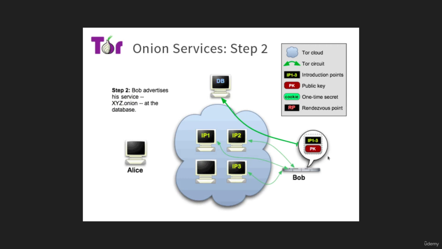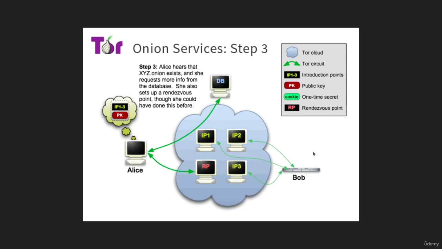Remember, in the previous step, Bob uploaded this descriptor, signed by his private key, to the DHT. By the way, it contains the introduction points and the public key. Then Alice retrieves it. Okay, now Alice knows the set of introduction points and the right public key to use. Around this time, Alice will create a circuit to another randomly picked relay and ask it to act as a rendezvous point by telling it a one-time secret.